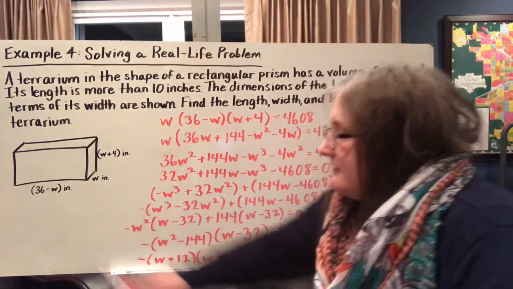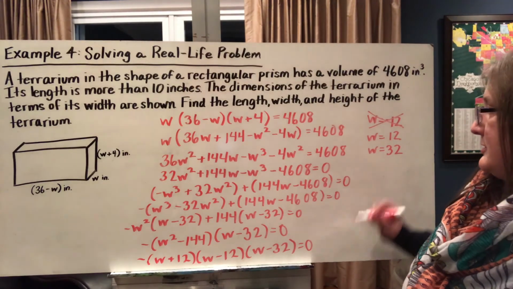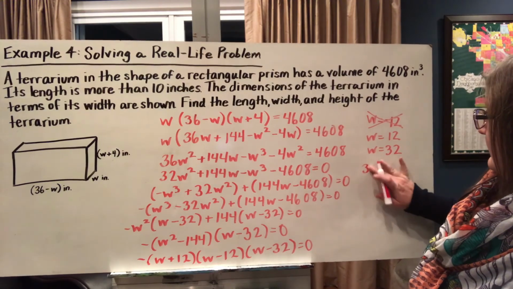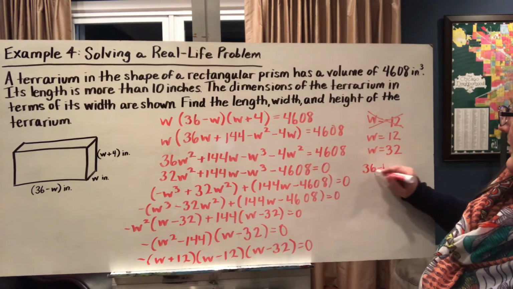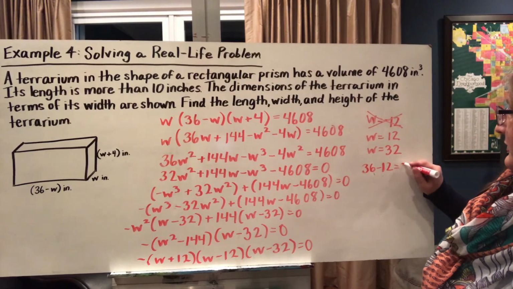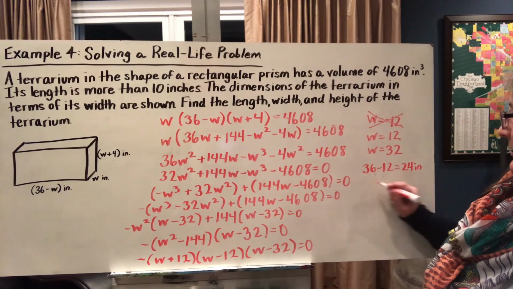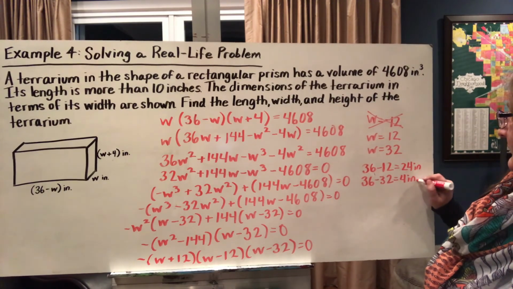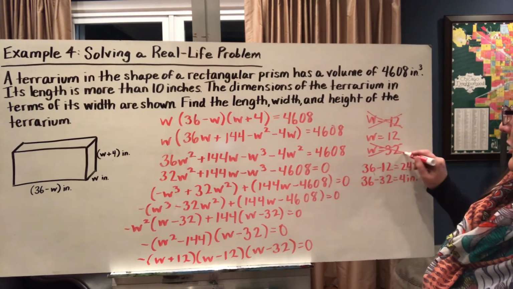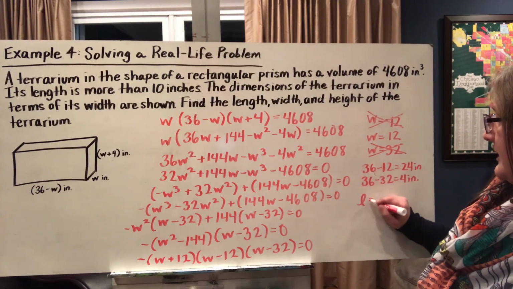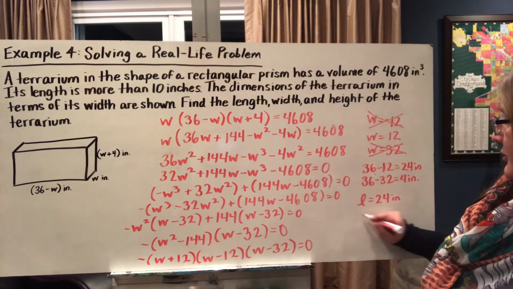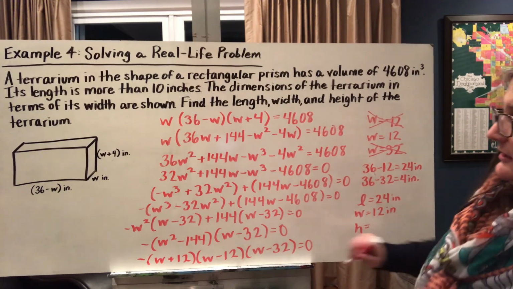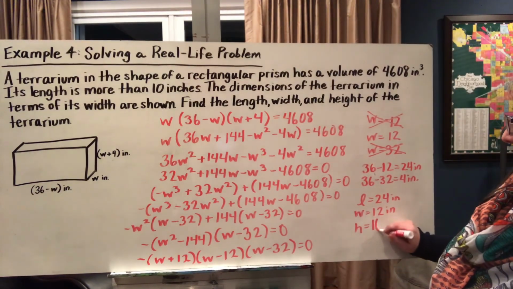So let's test this length. 36 minus w gives us our length. So 36 minus 12 would leave us with a length of 24 inches. That would work. 36 minus 32 would leave us a length of 4 inches. So this one would not work. So the width has to be 12. So the length here is 24 inches, the width is 12 inches, and the height is 12 plus 4, so the height is 16 inches.